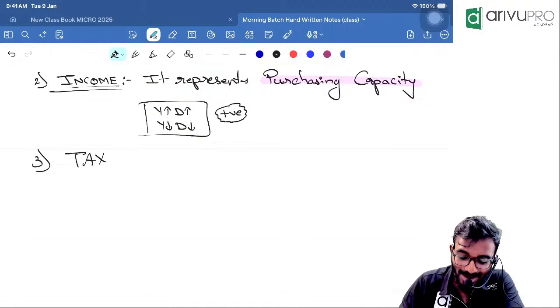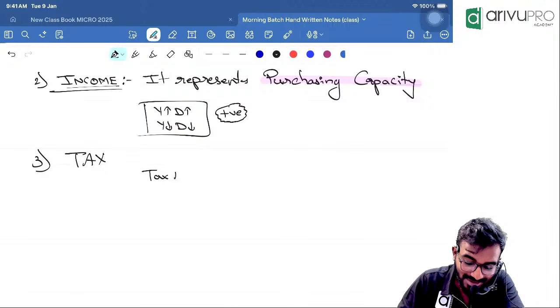Now, in general, what happens whenever the tax rates are more? Would you buy more goods? What happens to the demand?